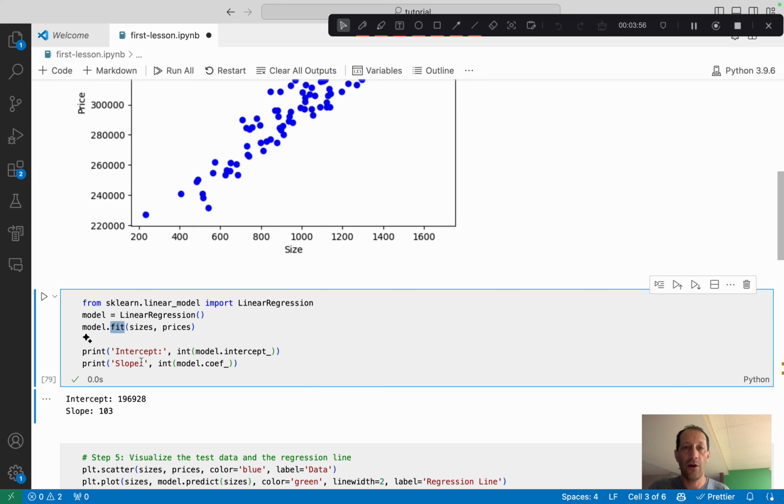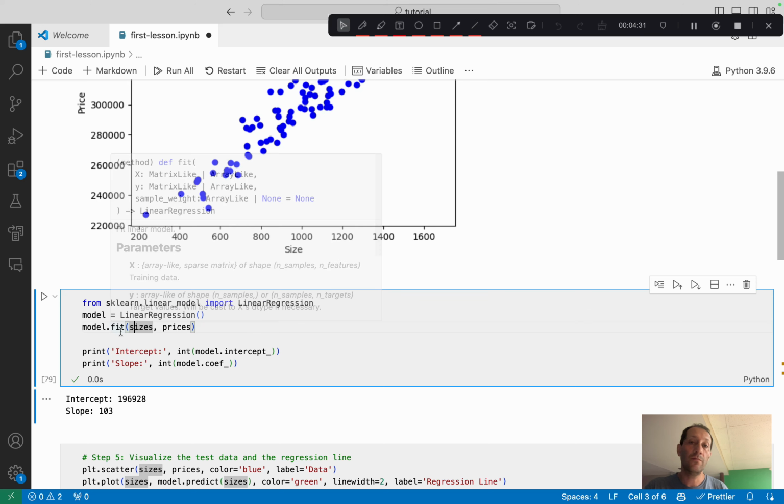Fit or train are used interchangeably, they mean the same thing. This is my input, this is my output. Each of them is an array of 100 values because my data set has 100 elements in it. So the sizes are like 200, 410, 620, just an array. And then the prices are like 220,000, 240,000, 100 values. So the first element of the sizes corresponds to the first element of prices. You feed it to the model and you fit the model essentially.